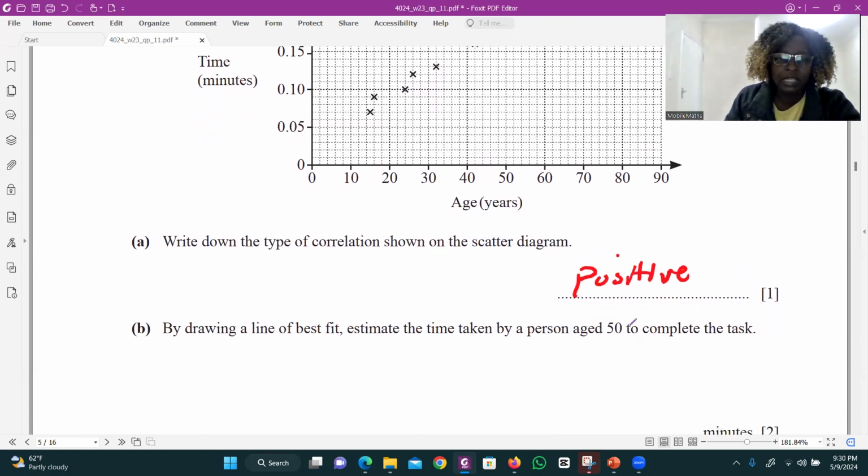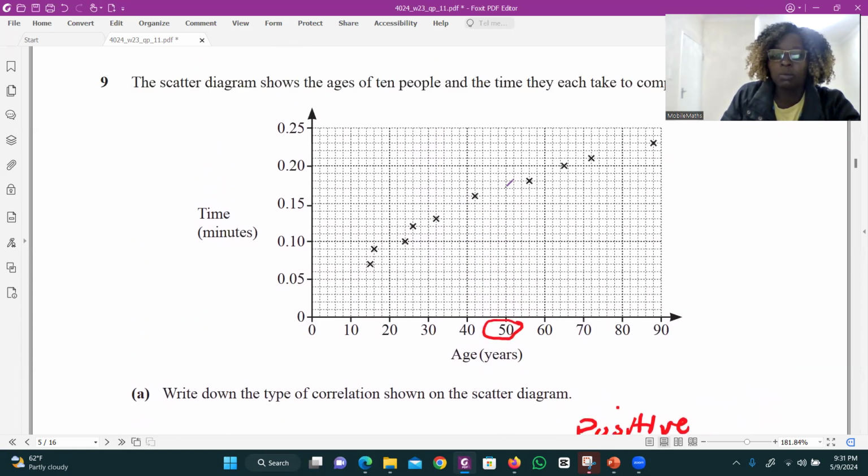Then the next part is saying by drawing a line of best fit, estimate the time taken by a person aged 50 to complete the task. So we are going to check here.